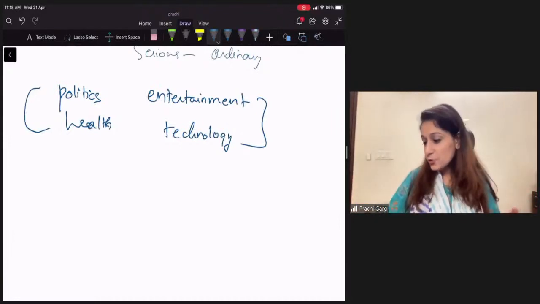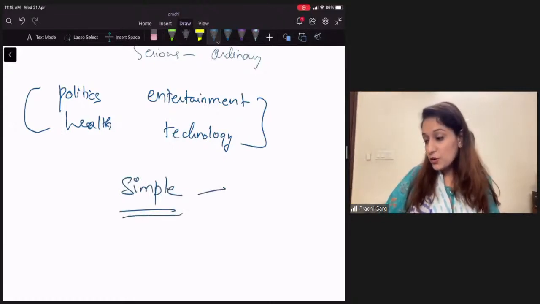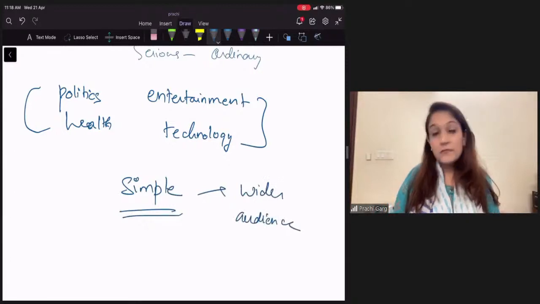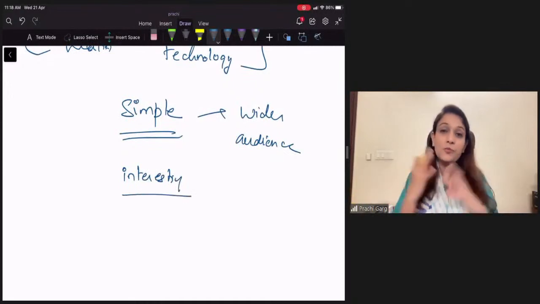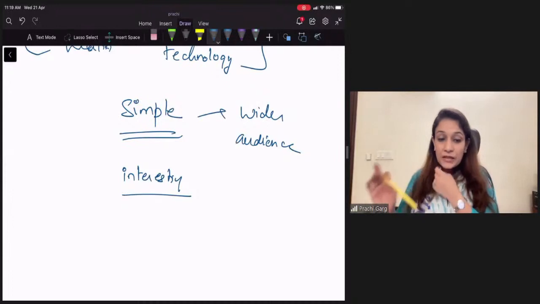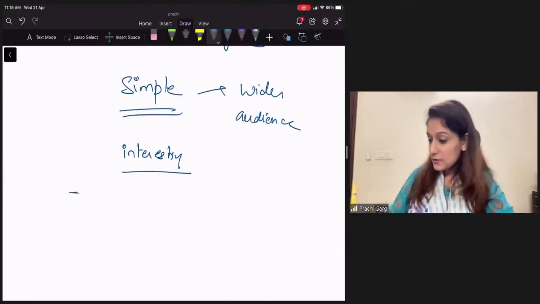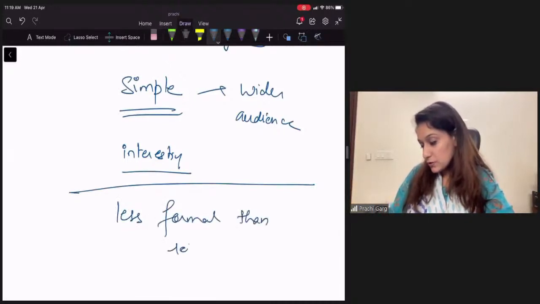The language that has to be used is simple. Yes, so that you reach a wider audience. Am I clear? Yes. And try to frame your sentences in an interesting way. Try to break your article in interesting ways. We will be talking about it. Now, one thing that I would like to add is that this is less formal than report writing.